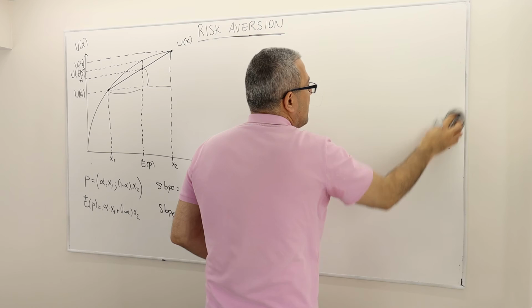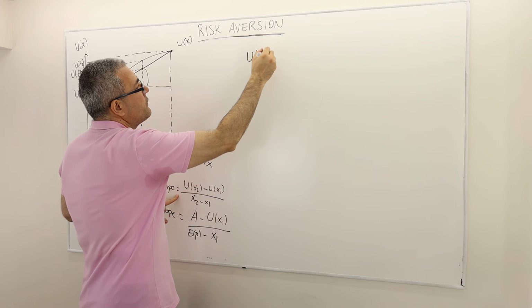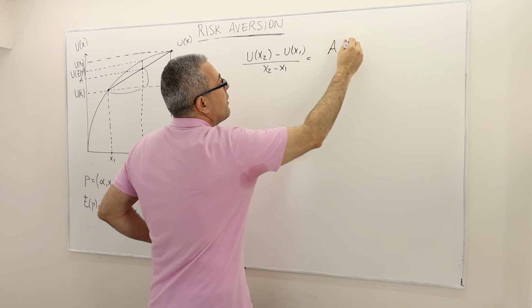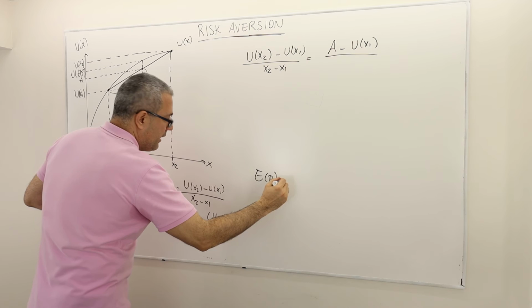All right, so let's do it, because you'll see what I get. Here, the slope is, remember, u of x2 minus u of x1 divided by x2 minus x1. So it's equal to A, the parameter I don't know and want to find, minus u of x1, over the expected value of P. Well, it's equal to this, right? The expected value of P is alpha times x1 plus 1 minus alpha times x2.